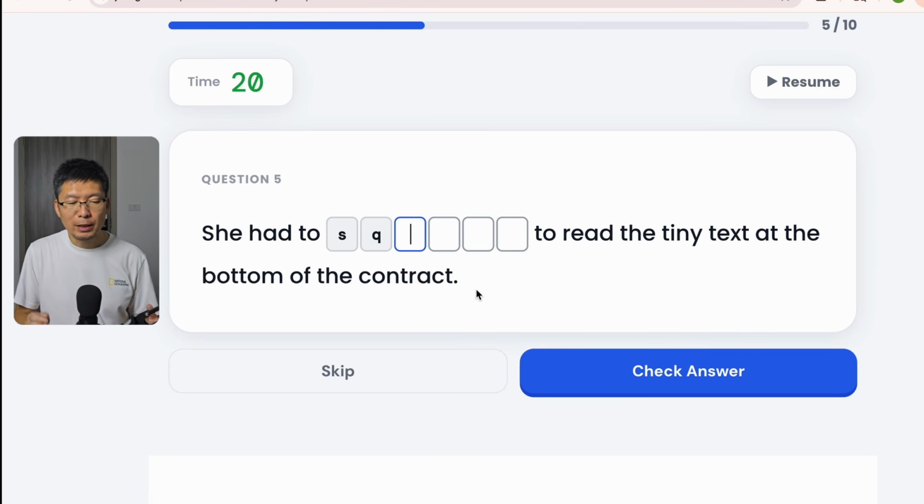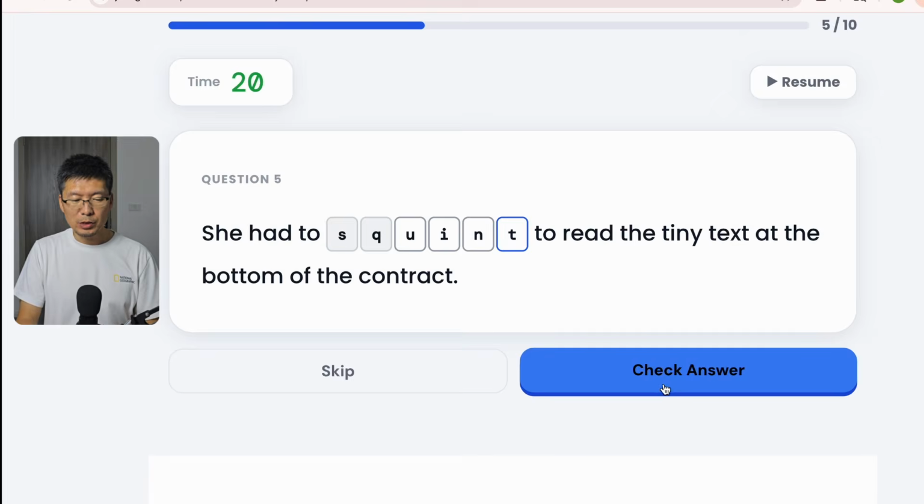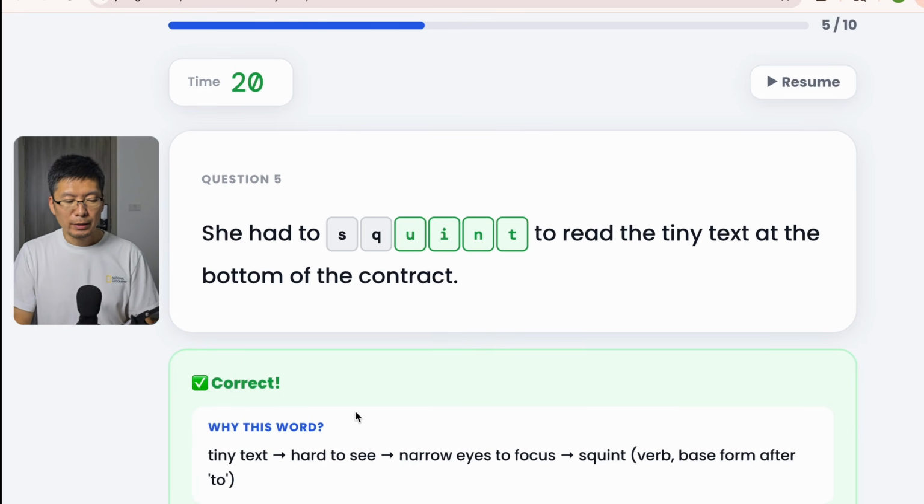Okay, you have 3 seconds to think about the answer. Okay, this answer is not easy. I think it's squint, right? Let's check. Okay, why? Because the text is tiny, so it's very hard to see. So when it's hard to see, people narrow eyes to focus. So it's squint, a verb which means narrow the eyes. Okay, so have you answered correctly? Next one.